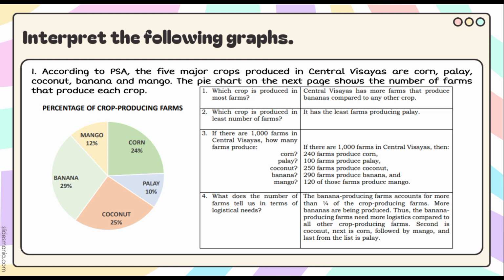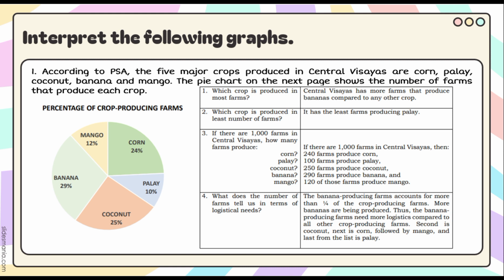For coconut, we have 25%. So 1,000 times 25%, or 1,000 times 0.25, is 250. For the banana, 1,000 times 29%, we have 290. And for the mango, 12% times 1,000, we have 120.